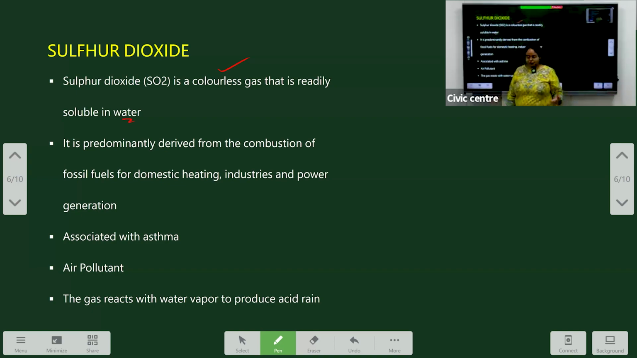And this sulfur dioxide is predominantly derived from combustion of fossil fuels that is used in industries and for power generation. And also, it is released during domestic heating. Now, this sulfur dioxide is associated with asthma. Sulfur dioxide is an air pollutant, and this gas, when it reacts with water vapor, produces acid rain.